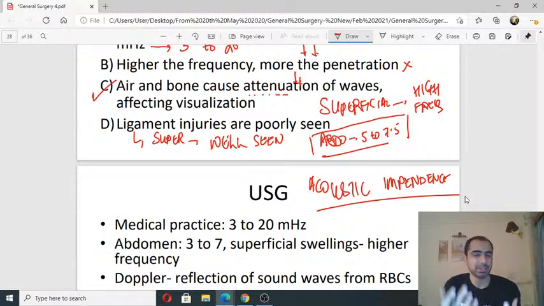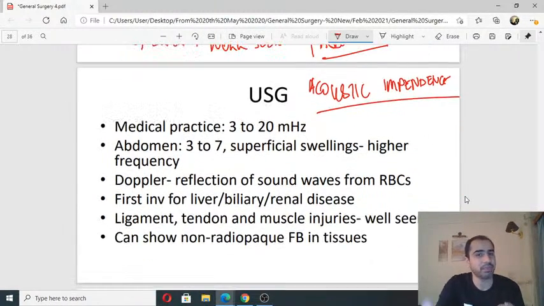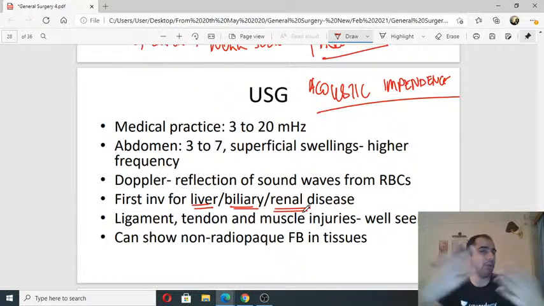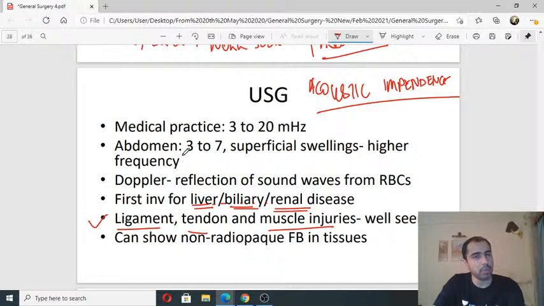So if there is air, which is why we never do ultrasound for bowel, because bowel has air. It will not go through the air, so you cannot see lesions in the bowel. But yes, solid organs, ultrasound is awesome. Which is why it is the first investigation for liver, gallbladder, renal disease, because they are solid and superficial. Pancreas is not well seen, because the pancreas is right at the back and bowel is in front. Bowel of course is not well seen. I will not do ultrasound for bowel. But solid organs and superficial organs are very well seen. Ligament, tendon, muscle, this is Bailey's line. So for abdomen, I need lower frequencies because I need more penetration.